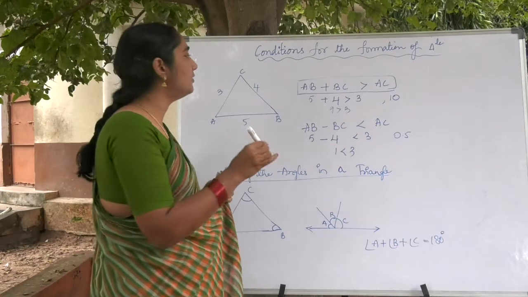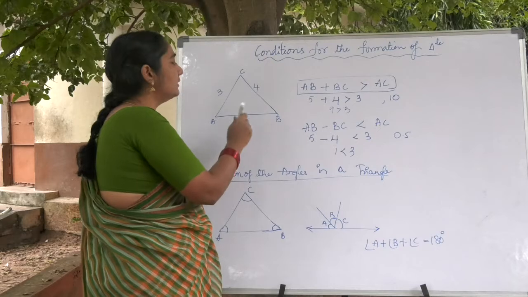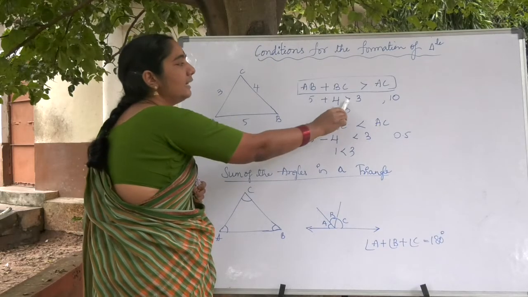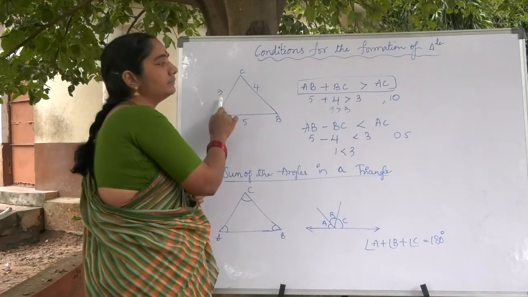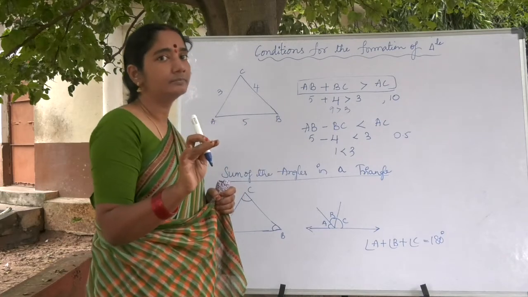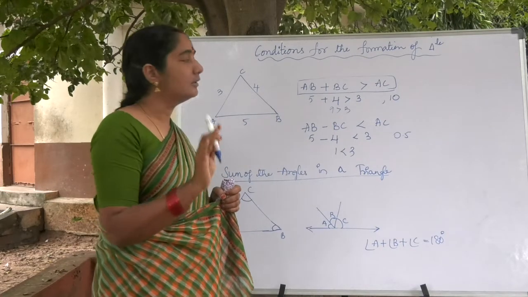Now let us see whether the condition is satisfied or not. The sum of the two sides means 5 plus 4. 5 plus 4 is greater than the third side. Third side is 3. The sum 5 plus 4 is 9. 9 is greater than 3. It is satisfying the condition. Then a triangle can be formed.